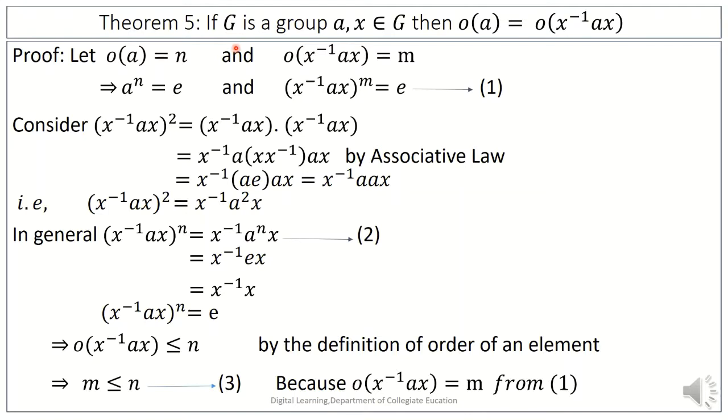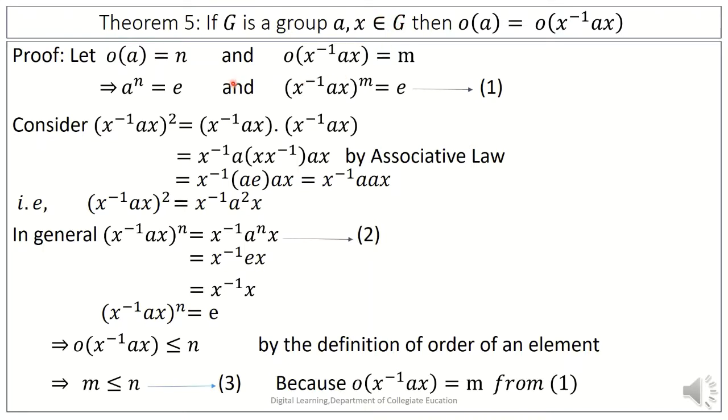If G is a group, A and x are any two elements of the group G, then the order of A and the order of x inverse A x are equal. It means the orders of the elements A and x inverse A x are the same, where x and A are any two elements of the group G.